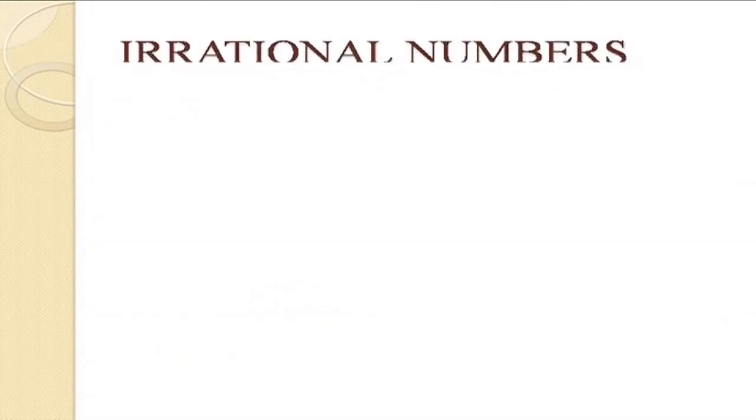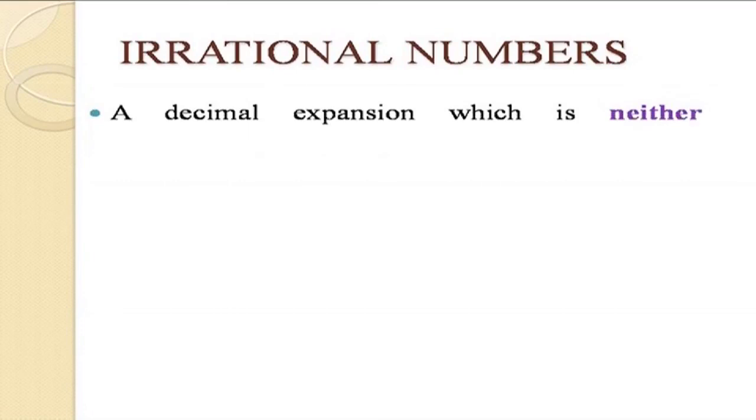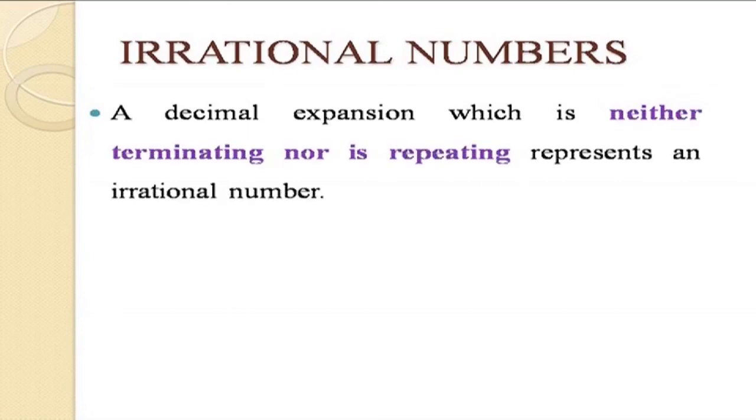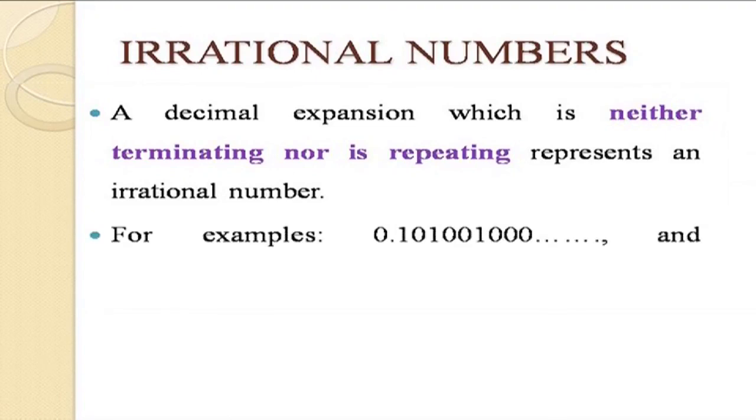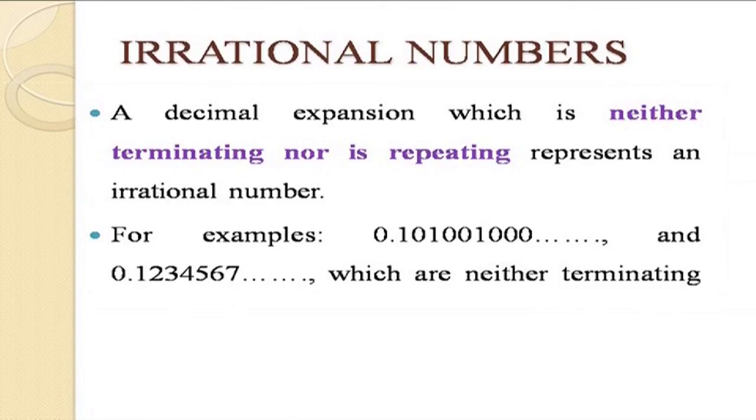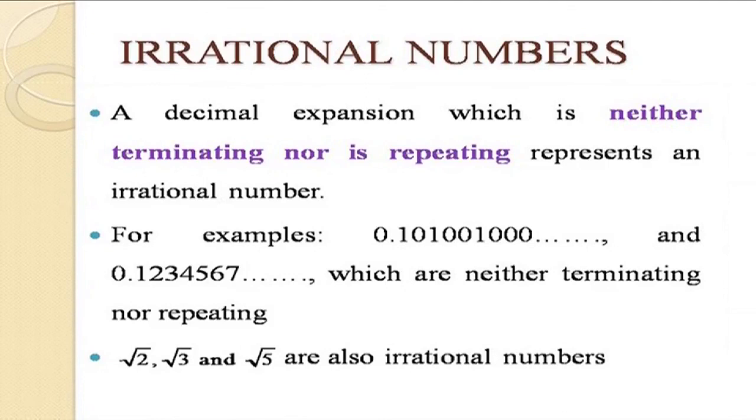But in some cases you will find the decimal expansion is neither terminating nor repeating. Such a number is called an irrational number. For example, 0.1010001000... and 0.123456... which are neither terminating nor repeating. Such numbers are called irrational numbers. That is root 2, root 3, root 5. Their decimal expansions are neither terminating nor repeating, and they are called irrational numbers.